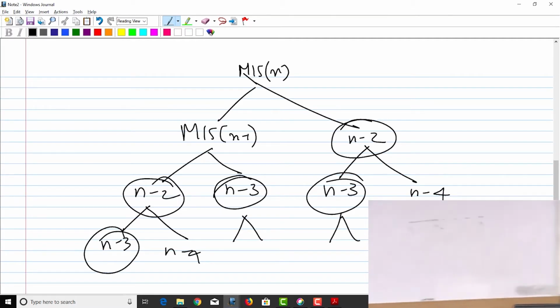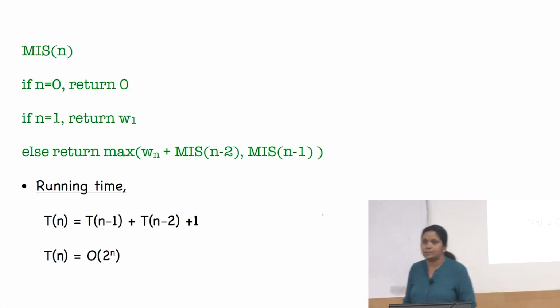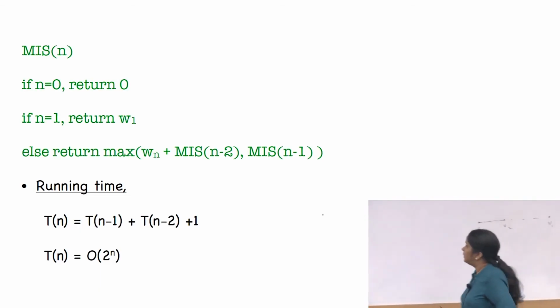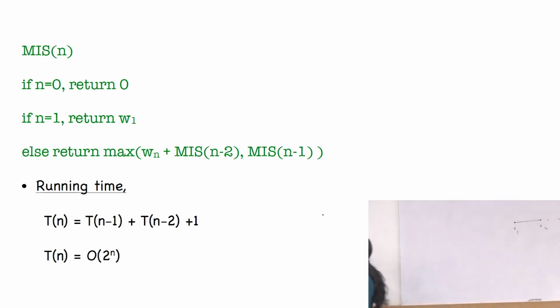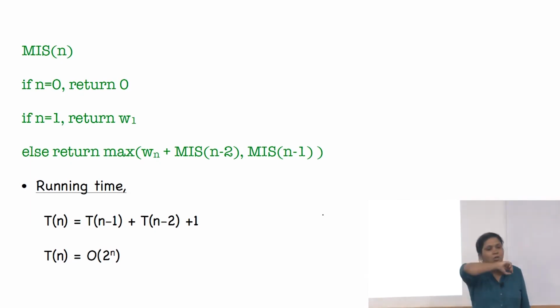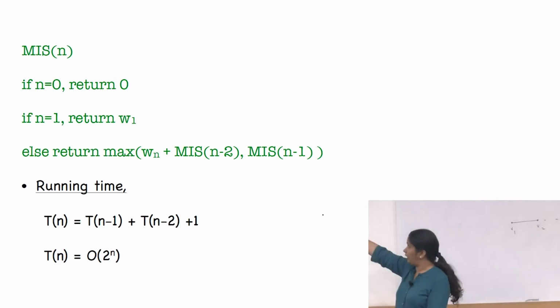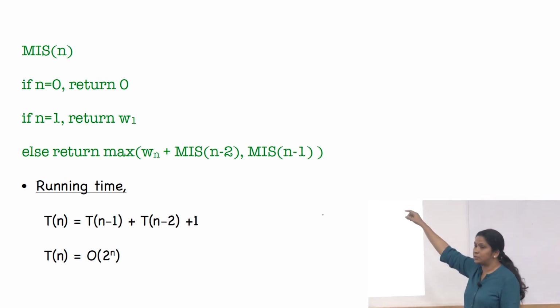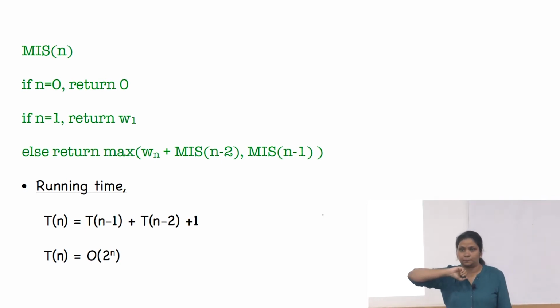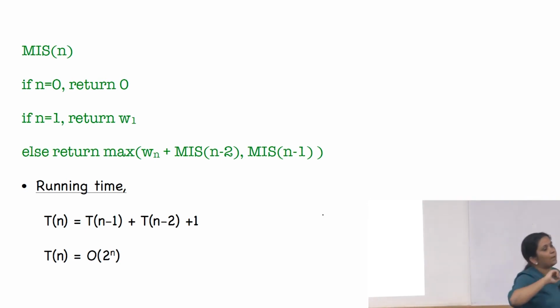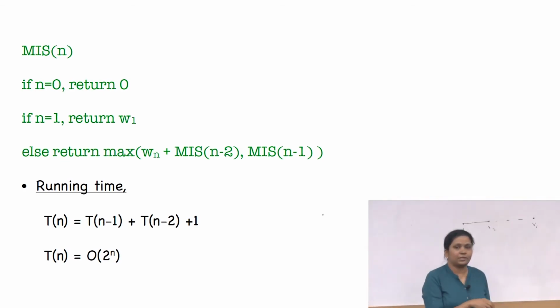So what you can ask is this. Let's look at this last line, the max. This takes only constant time if you already know the value of MIS of n minus 2 and MIS of n minus 1, right? So why not calculate that first instead of calling a recursive function?